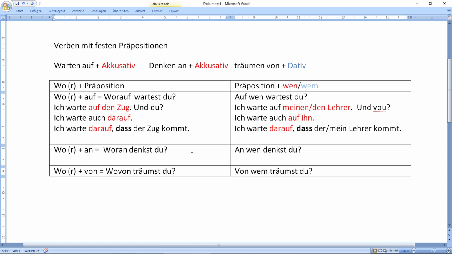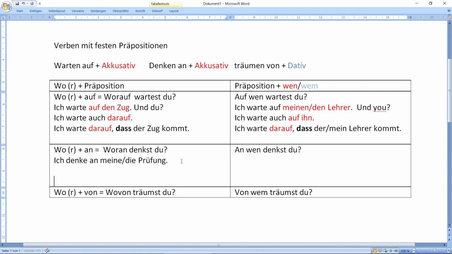Woran denkst du? What are you thinking of? Ich denke an meine Prüfung. Every noun which ends with -ung is feminine, always. So, ich denke an meine Prüfung. That means ich denke an die Prüfung. I am thinking of my exam. Und du?